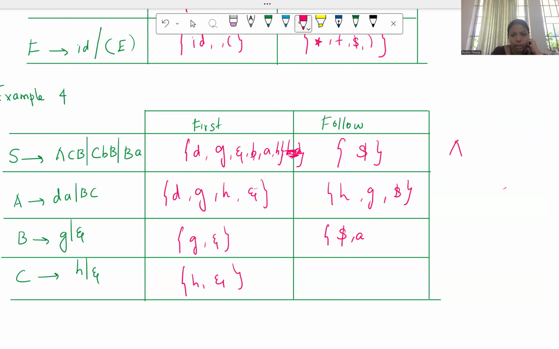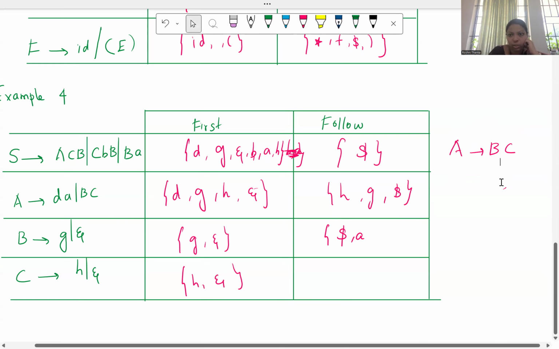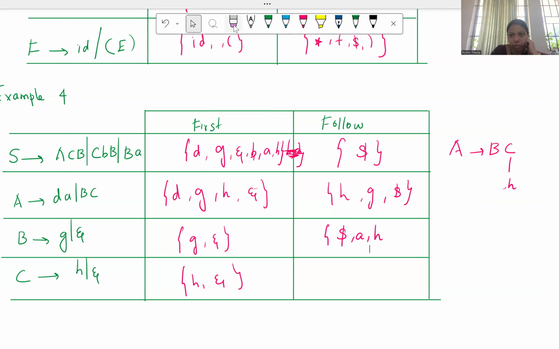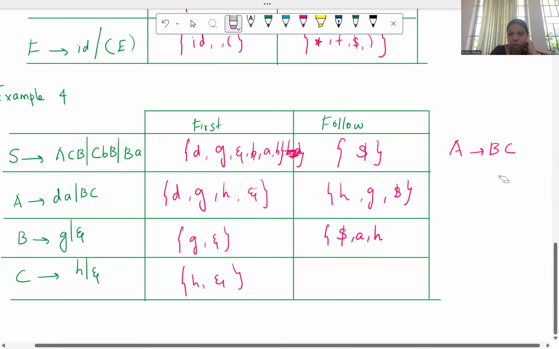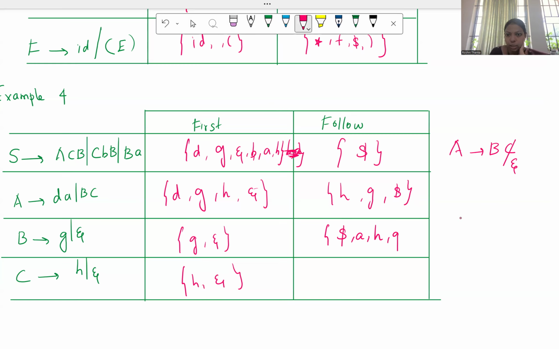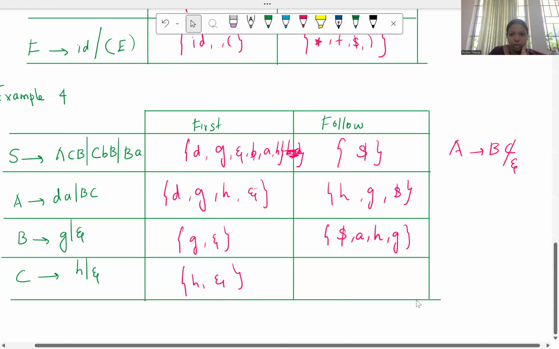It is A derives B C. Here after B, C is coming. C is a non-terminal, so I have the derivation. One is H. So following B, one option is H. So H can be coming. But we have another option for C as well, that is epsilon. If I substitute epsilon here, nothing will be coming. After B, if nothing is coming, what do you have to do? Follow of A. What is follow of A? I have all this. H is already there, G is there, and dollar is also there. So we have dollar, A, H, G. This is all. Nowhere else is B there, right?